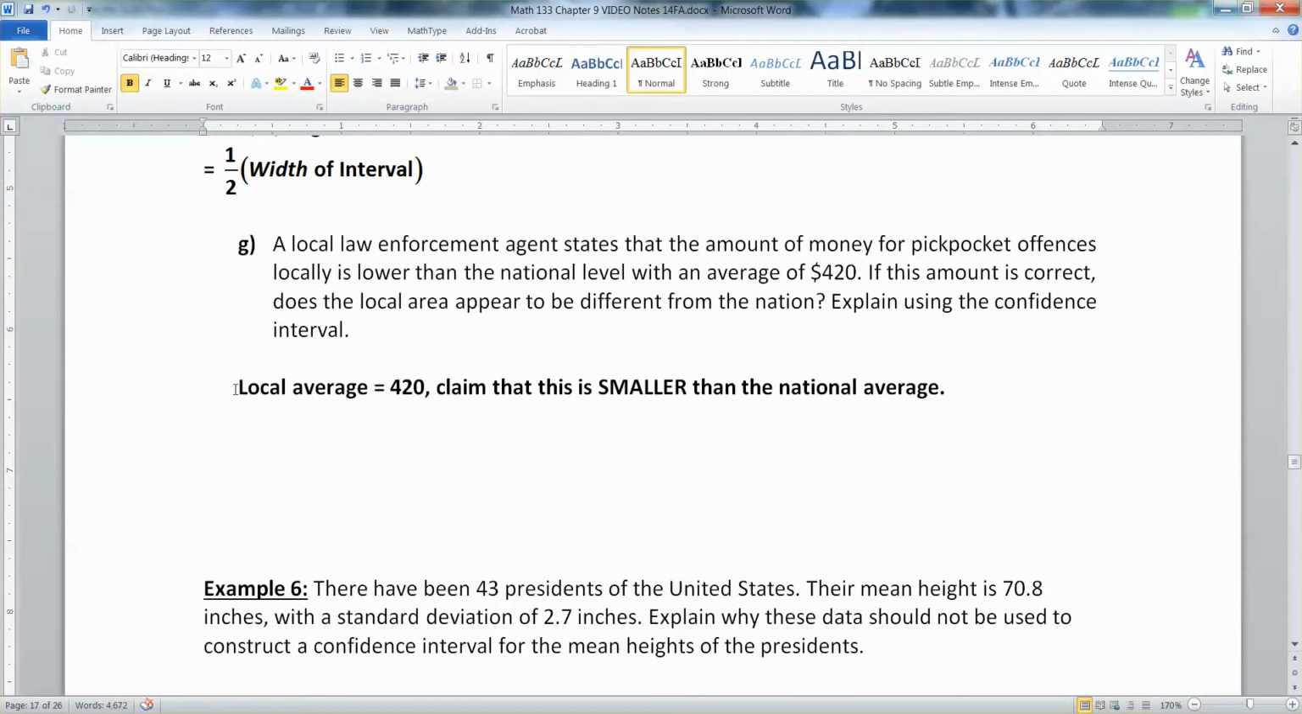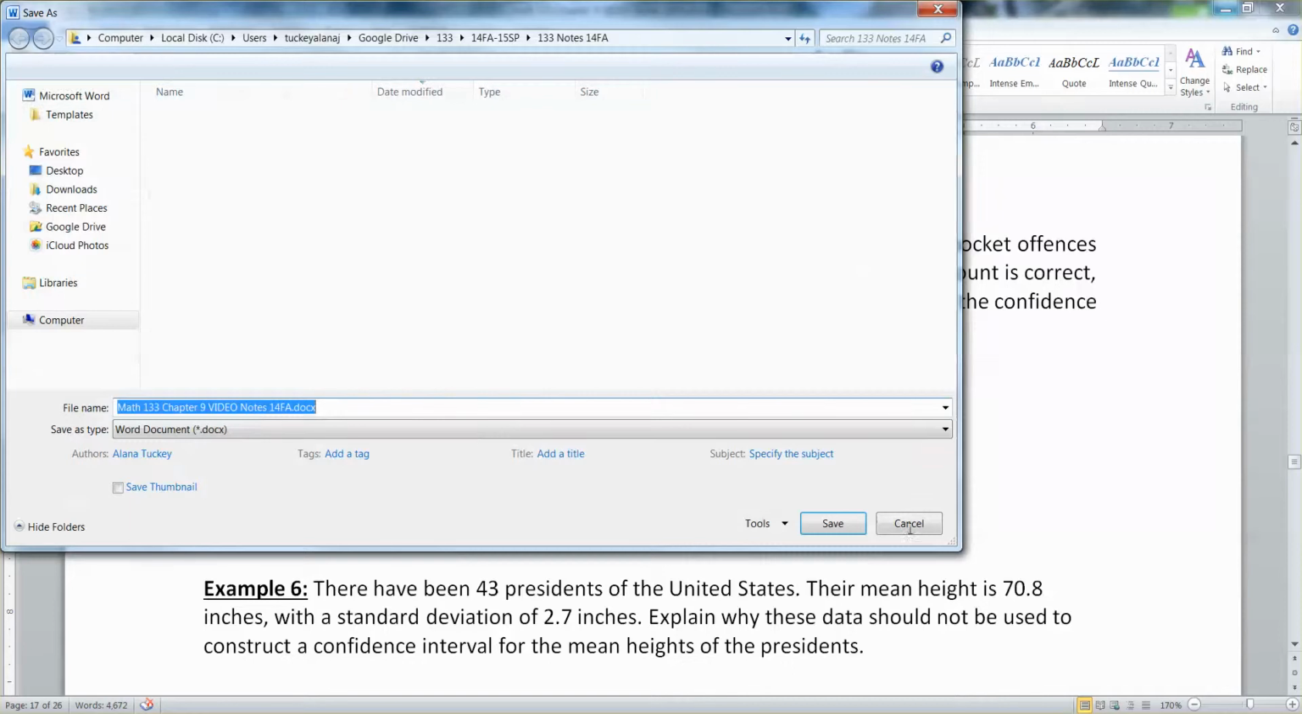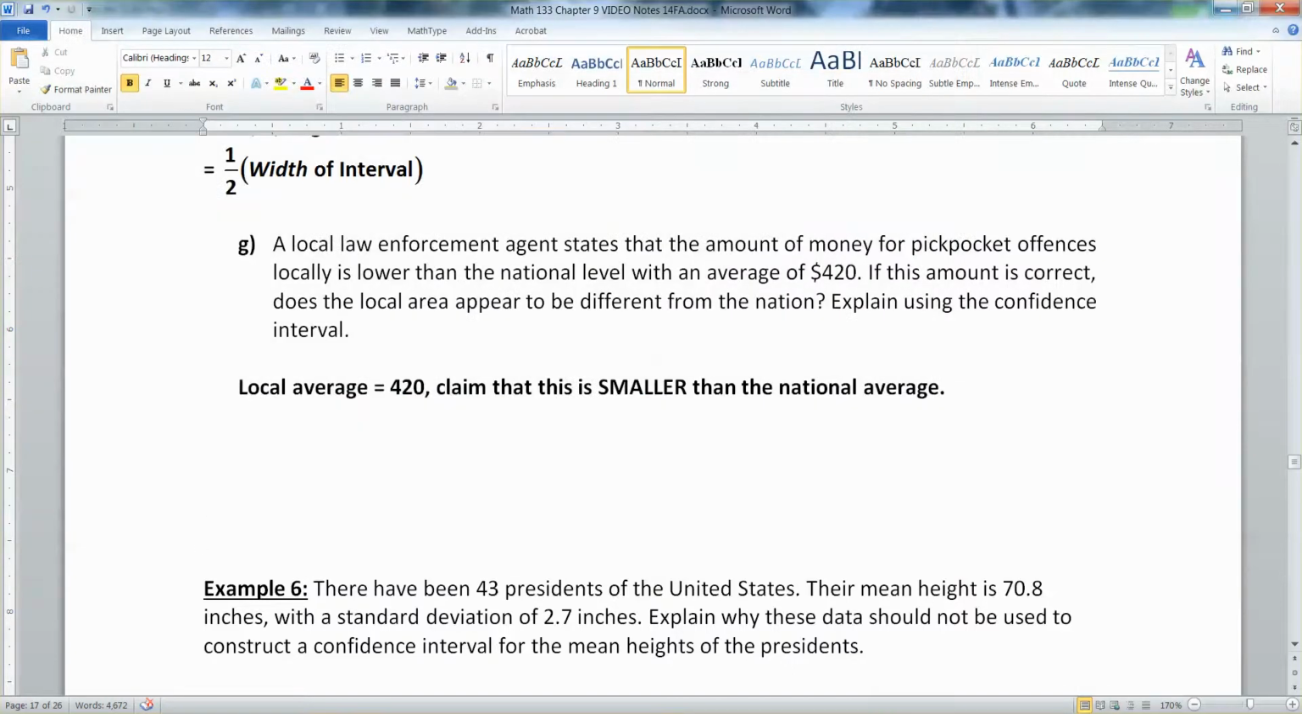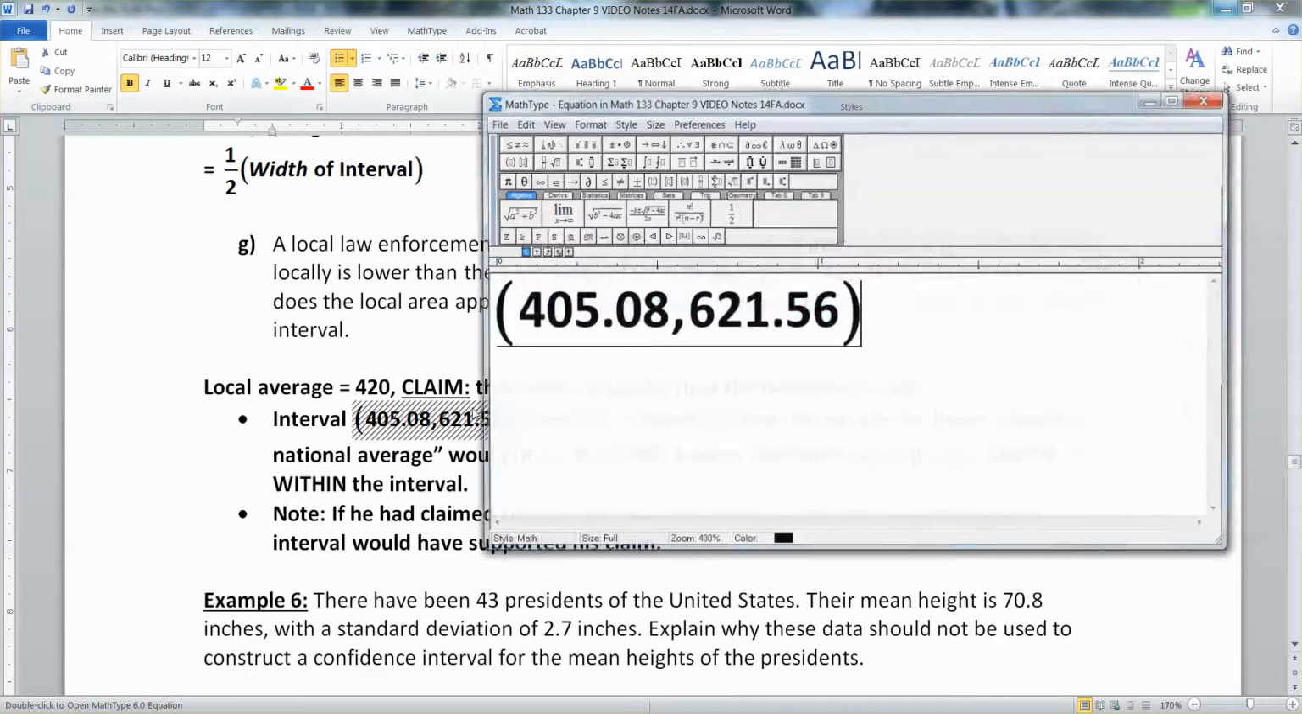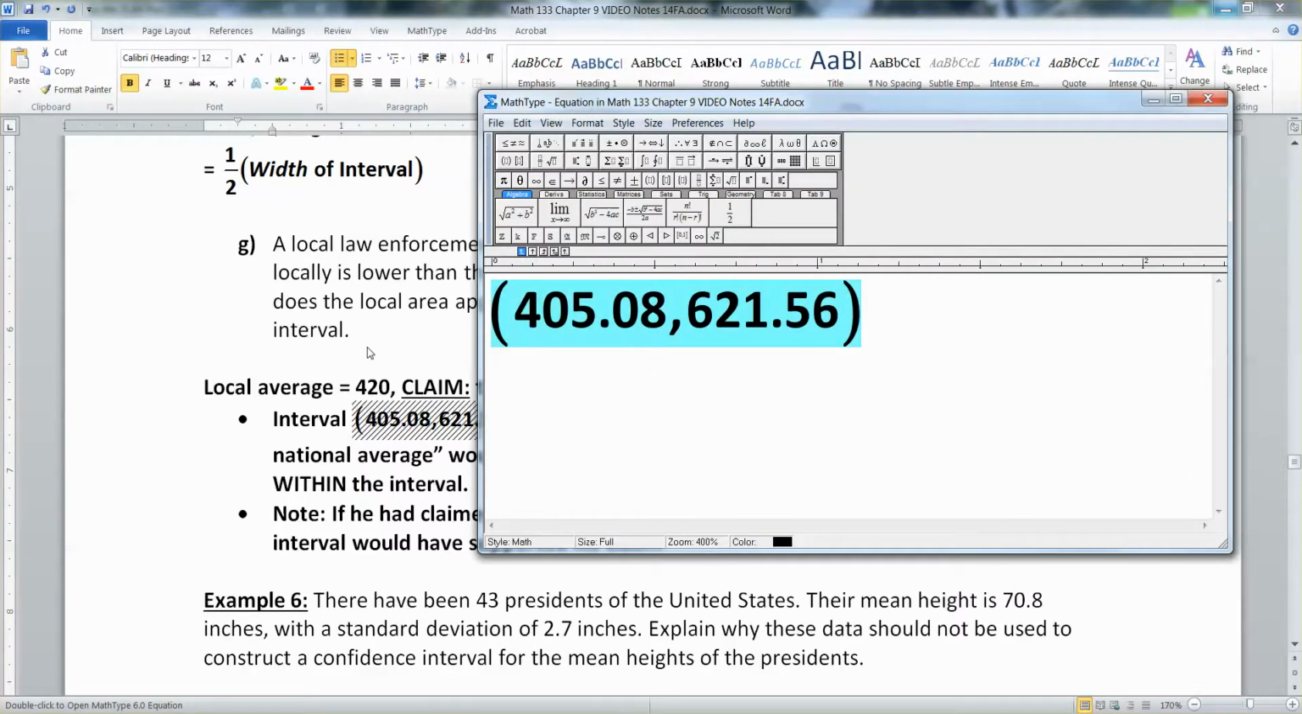So let me write that up. There we have it. So his claim is that 420 is smaller than the nation. That's the claim. Okay. So that 420, he's saying, oh, that 420, that's low. But the interval doesn't support that because the interval has 420 in it, right? So 420 isn't lower than the national average. The national average could be anywhere from 405 to 621.